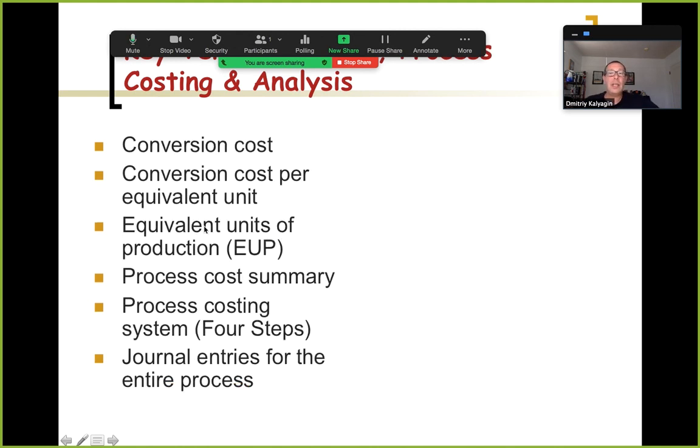And then chapter 3 did not have that many definitions. Again, conversion costs, which we talked about in chapter 1, and they include overhead and direct labor. Conversion cost per equivalent unit. What are the equivalent units? This is our main report, process cost summary, which consists of 4 steps, and journal entries for the entire process, which really are the same entries as in chapter 2. So don't worry about them too much, with the exception of multiple WIPs. Instead of one WIP, you have multiple WIPs.